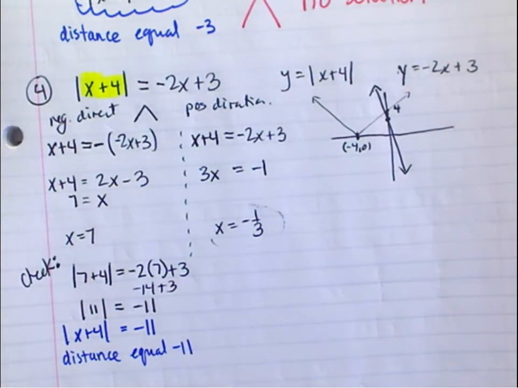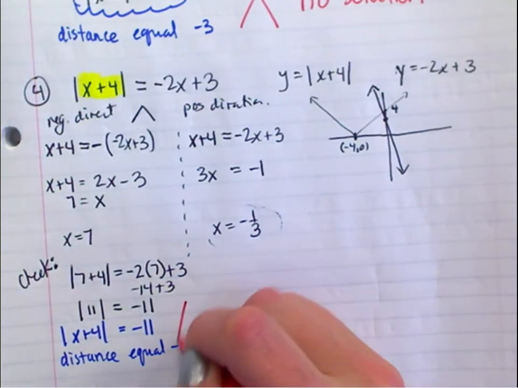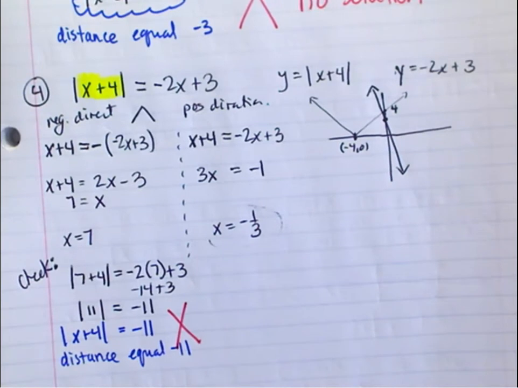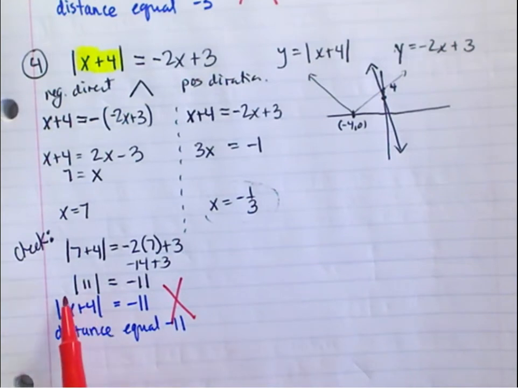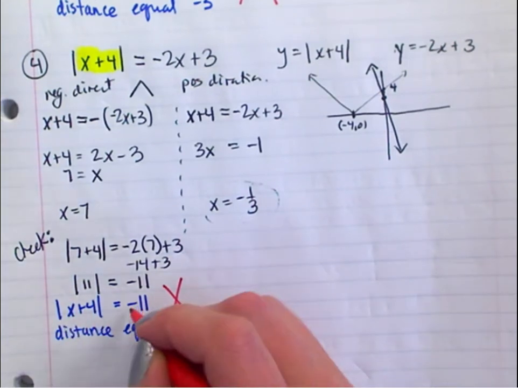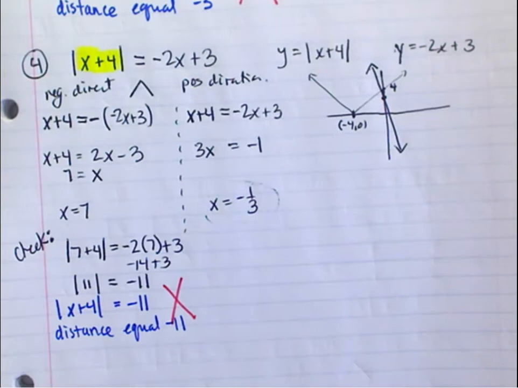All right, there's my translation. Distance equals negative 11. No. No, it does not. It cannot equal a negative number. Notice it doesn't even matter so much what I get on the left side. It's the other side of the absolute value that's telling me that it's not working.